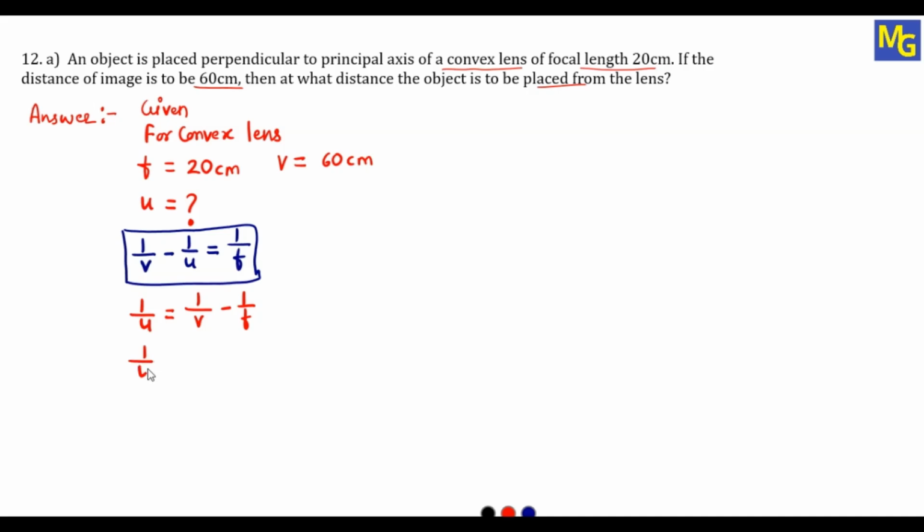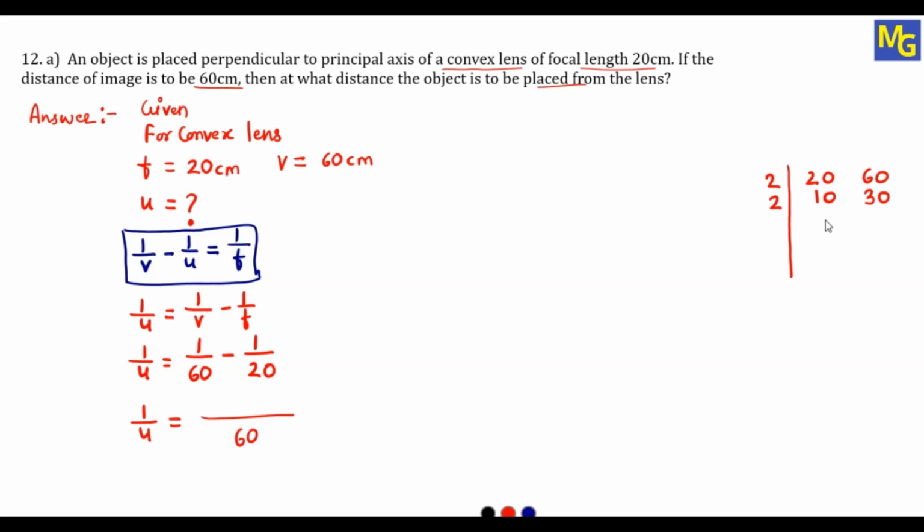So 1 by U will be as it is, equal to 1 divided by V, V is 60. So write down 60 minus 1 by F, F is 20. So write down 20. Now find out the LCM of 60 and 20. So therefore 1 by U is equal to, you know how to find the LCM. The LCM of 60 and 20 will be how much? 60. So I will write 60. If you want, we will find the LCM also. So write down 20 and here it is 60. The smallest prime number will be 2. So 2 tens are 20, 2 threes are 6, 2 zeros are 0.